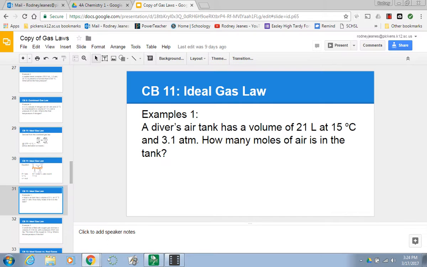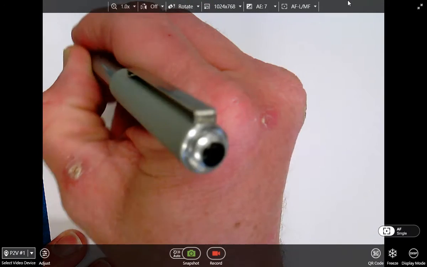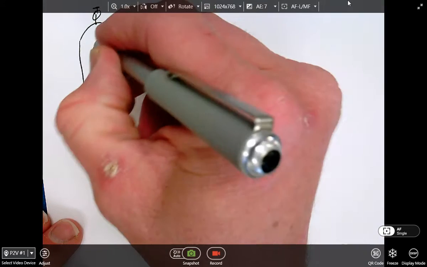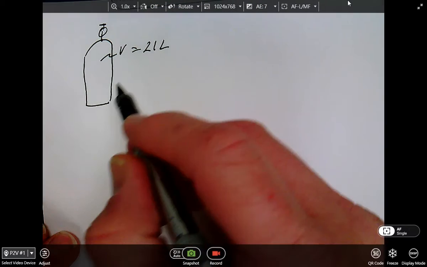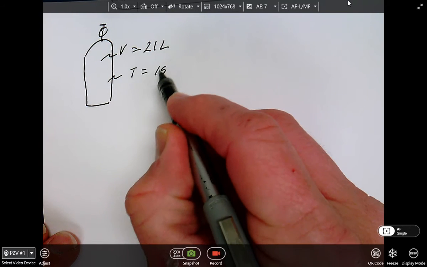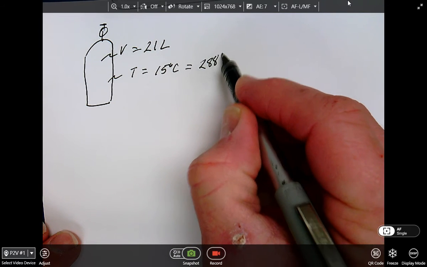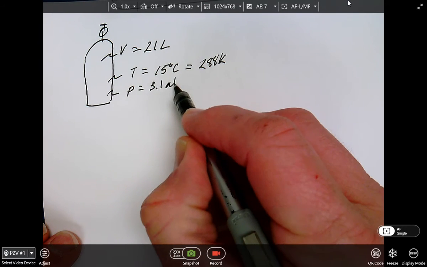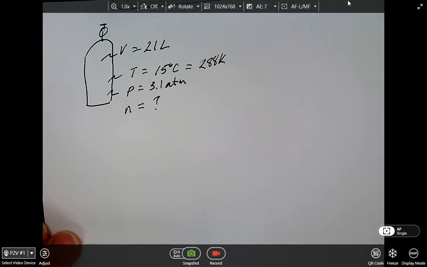Let me switch over here to our paper. So what we have here is a diver's tank. It looks like one of these cylinder type things, with a little valve up here. We know that the volume of this is 21 liters. We know that the temperature is 15 degrees Celsius, so we add 273 to that and we get 288 kelvins. We know that the pressure inside of here is 3.1 atmospheres. And then what we want to figure out is the number of moles. So that's N.